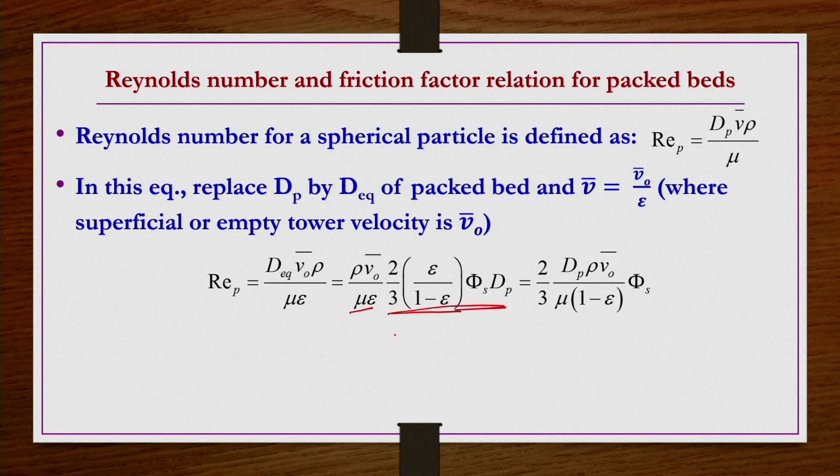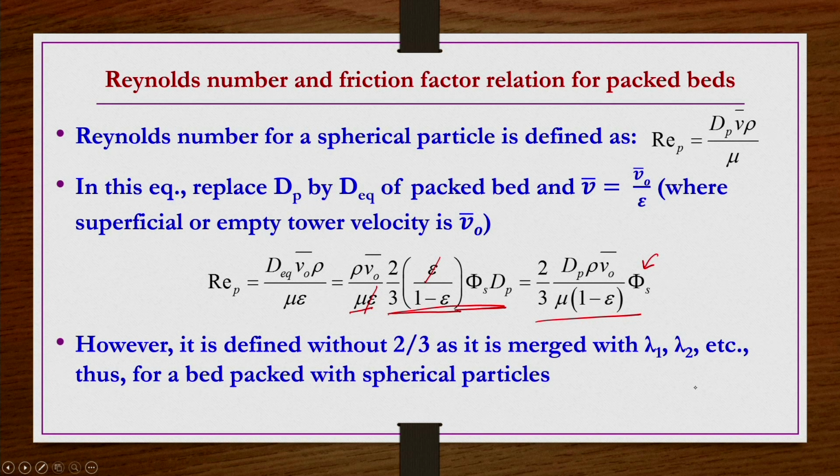The d equivalent expression, yesterday in the previous lecture we derived it as 2 by 3 multiplied by epsilon by 1 minus epsilon multiplied by phi s dP. So, when you write this equation, you will get 2 by 3 dP rho V naught bar by mu into 1 minus epsilon phi s. Okay. So, this epsilon and this epsilon cancel out. For a spherical particle especially, phi s equals 1, right. Then this 2 by 3 we in general do not include, because they are in general merged with lambda 1, lambda 2, etc., those kinds of constants, right.